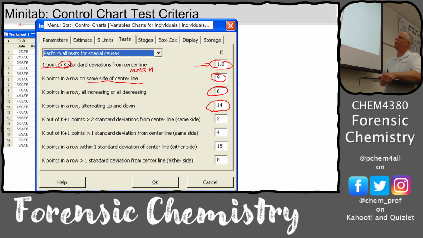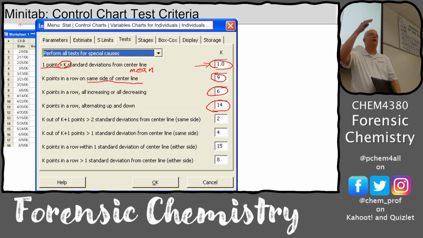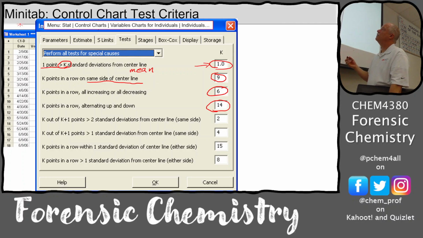Or you could do that with 4 out of 5 points are 1 standard deviation away. So none of them are 2 standard deviations away, but 4 out of 5 are 1 standard deviation away. And so we had a 32% chance of it being 1. So this would be on one side or the other would be 16% chance. So this would be 0.16 to the 4th power. So again, a small probability that you would have that.